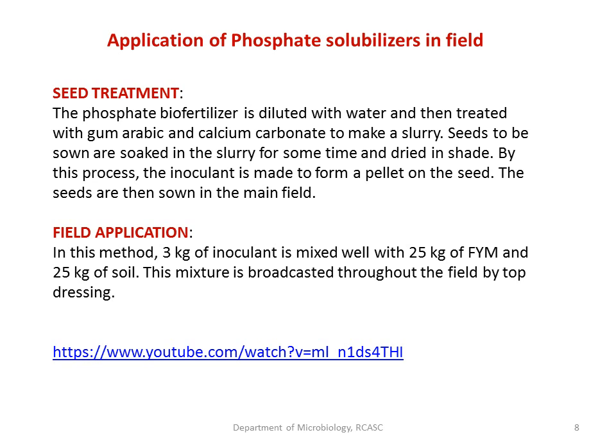Whereas in the case of field application, 3 kg of the inoculant, that is the phosphate solubilizer biofertilizer, whatever we have brought, has to be mixed with 25 kg of farmyard manure and 25 kg of soil. Mix these three thoroughly, and such a mixture has to be broadcast throughout the field by top dressing. This is another method of application of these phosphate solubilizers. The method of application of this biofertilizer in detail you can also see in the documentary, the link to which I have provided in this particular slide.